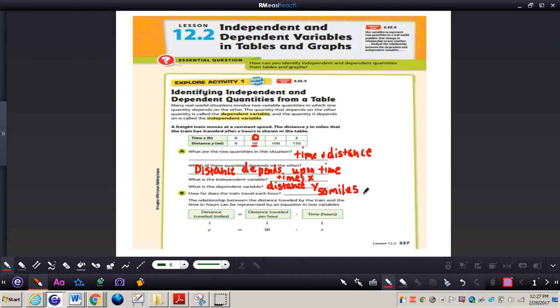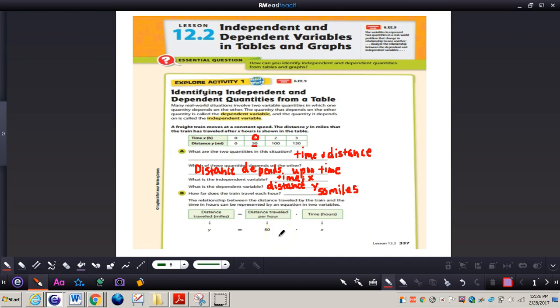So then jumping down after B, it says the relationship between the distance traveled by the train and the time in hours can be represented by an equation in two variables. So we can see y, distance traveled, equals distance traveled per hour times the amount of hours. Okay, so y equals 50 times x, or you can even have 50 times x equals y. You can switch those around as well.